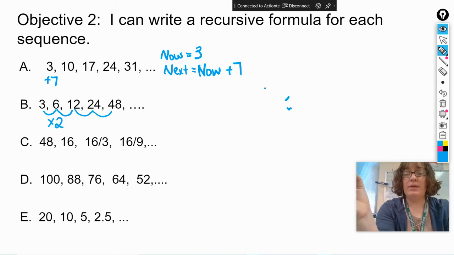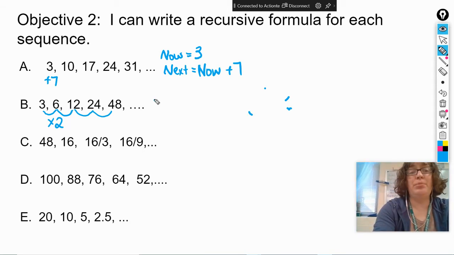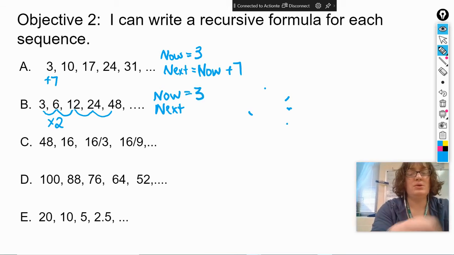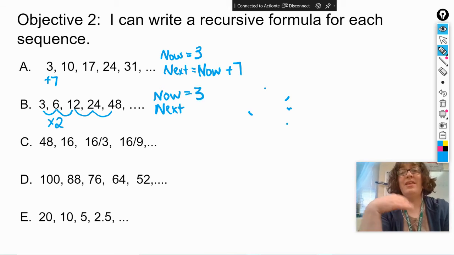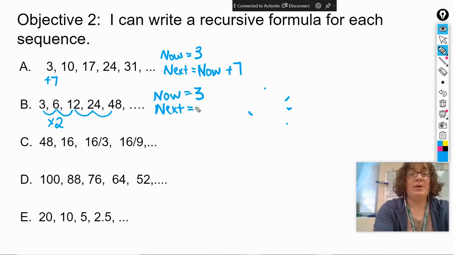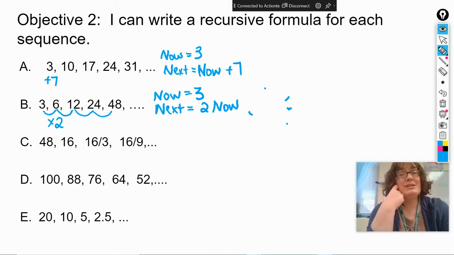And so again, a recursive formula is going to have two parts. It's going to have the now and it's going to have the next. In this case, just like before, the now is where we begin. So we begin at 3. And then the next tells me how I get to the next number in the sequence. So in this case, I would take 2 times the now. Remember, geometric sequences are formed by constant multiplication, and so that's what shows as we do this problem.